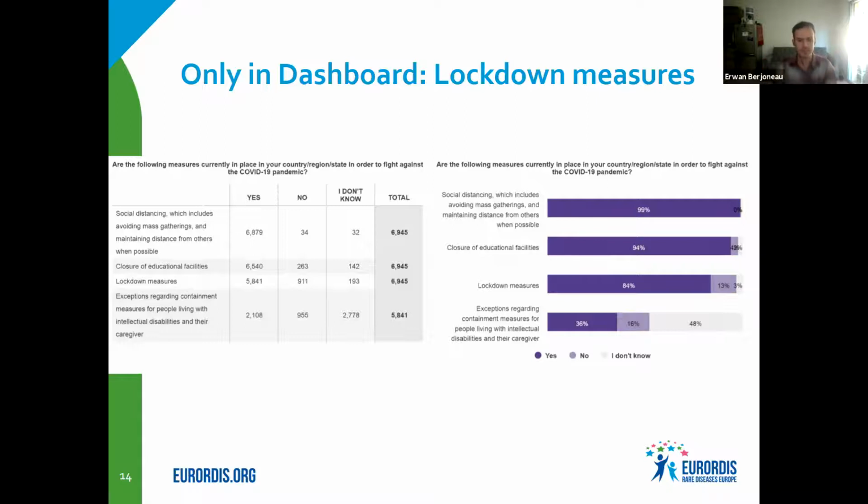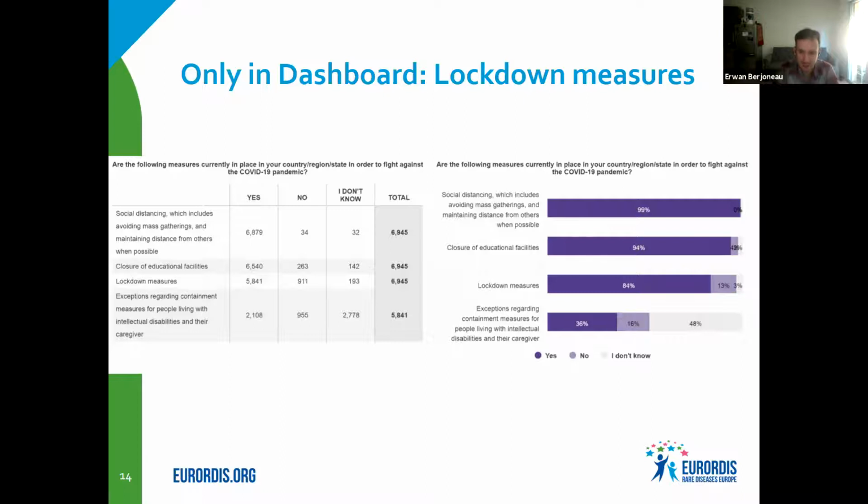So this is how it looks. For each question, you have on the left the frequency table and on the right the percentage graphic. What's interesting as well is that you have the question as it was asked in the survey, so it gives you access to the questionnaire. So here: are the following measures currently in place in your country, region, state in order to fight against the COVID-19 pandemic?